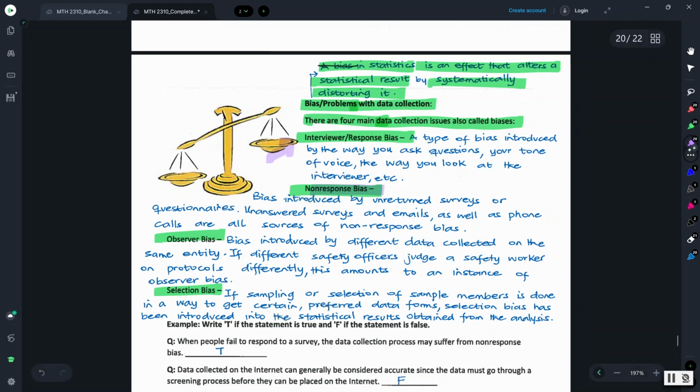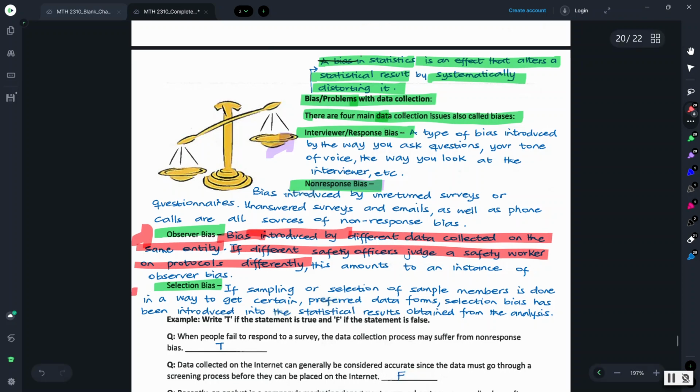Then we talk about observer bias. For example, if different safety officers judge a safety worker on protocols differently, you have different data, different results. That difference in their data, their results and their conclusions is called bias. And so this kind of bias is introduced by different data collected on the same entity.